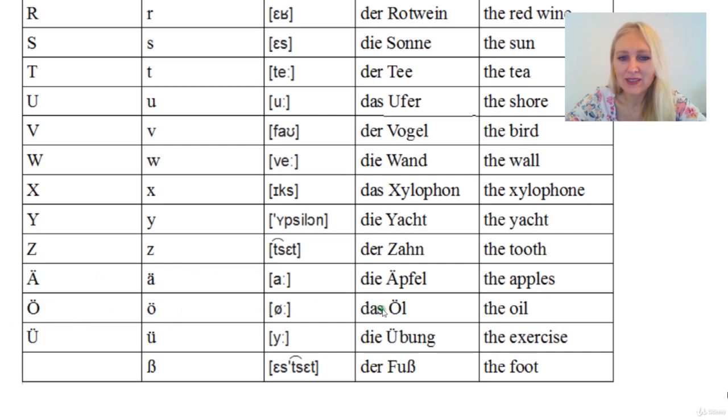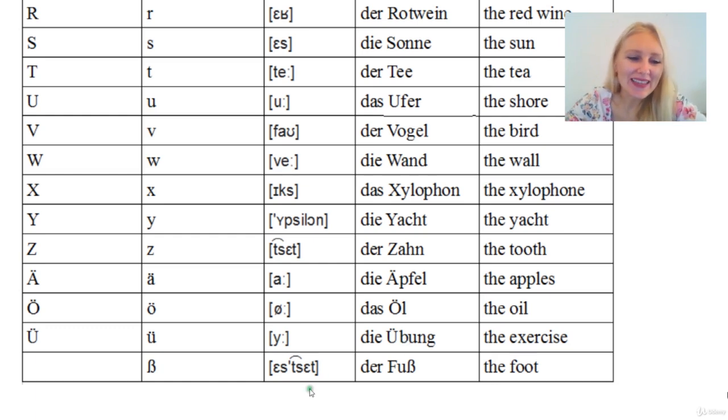Ö, das Öl, das Öl. So Ö, or you can also say O umlaut. Ü, so you can also call it U umlaut. Ü, die Übung, die Übung. Okay, so Äpfel, Öl, Übung. Okay, so Ü goes a little bit more down, it goes Übung, and Ö goes more up, so it's Öl. Okay, so it takes some practice.